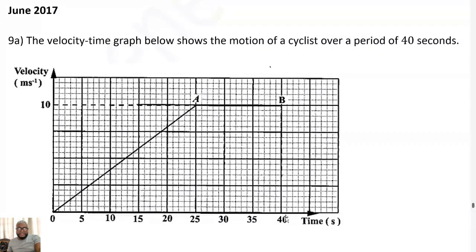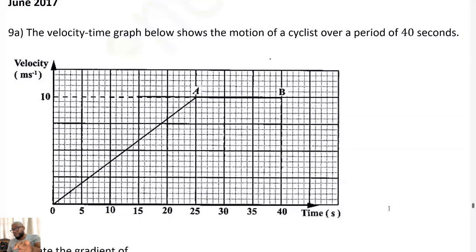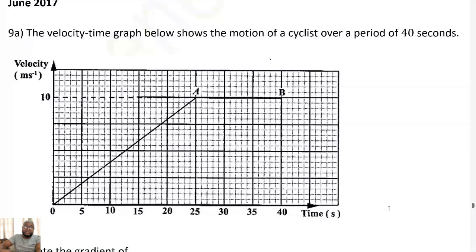Going to June 2017. Put June 2017 in your book. This is question 9, so let's have a little pat on the back. Don't jump out with CXC questions here already. And don't let the word velocity throw you off. They say the velocity time graph, which is the speed time graph, below shows the motion of a cyclist over a period of 40 seconds. So the velocity would be the y-axis, and down here will be your x-axis.